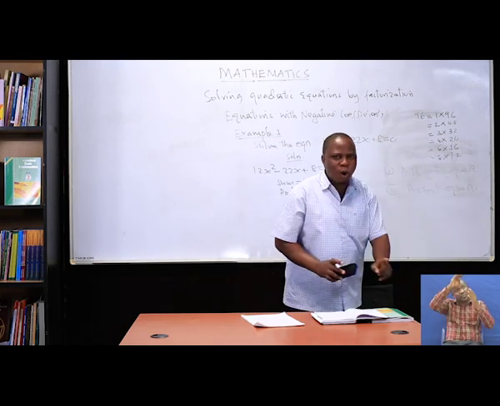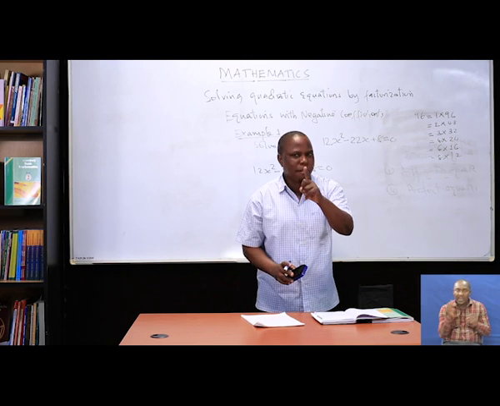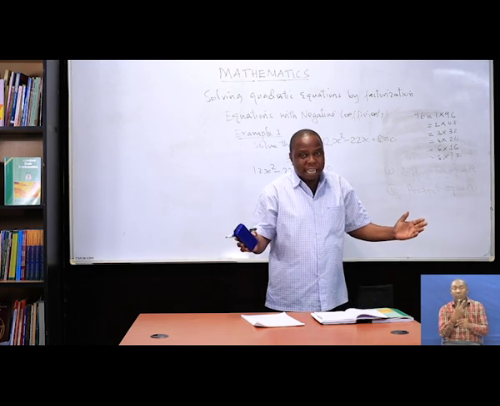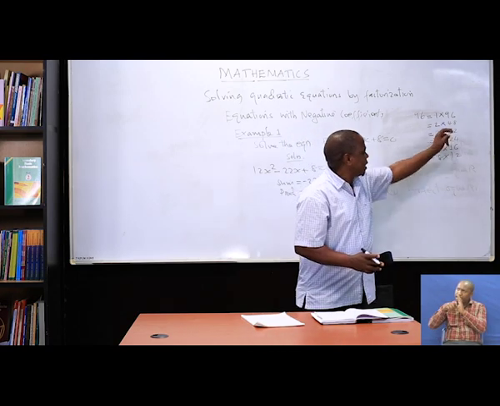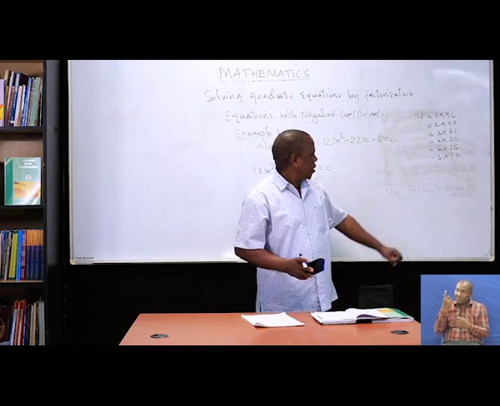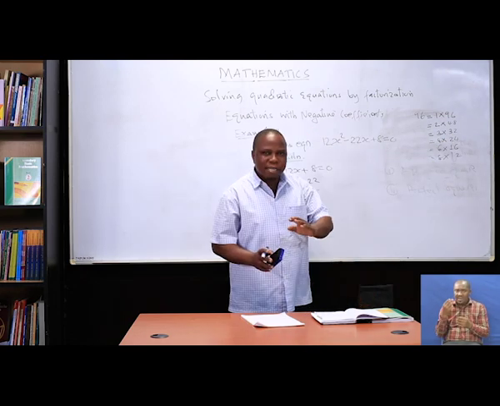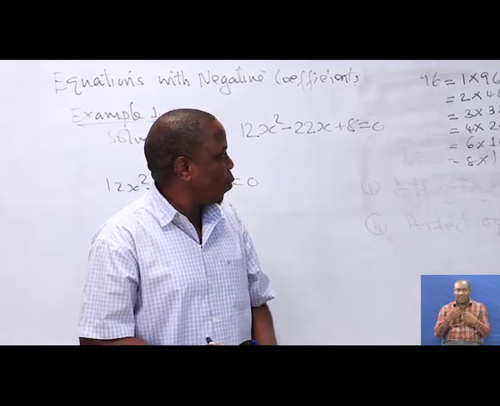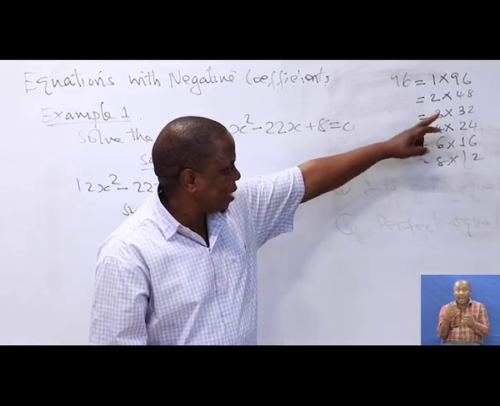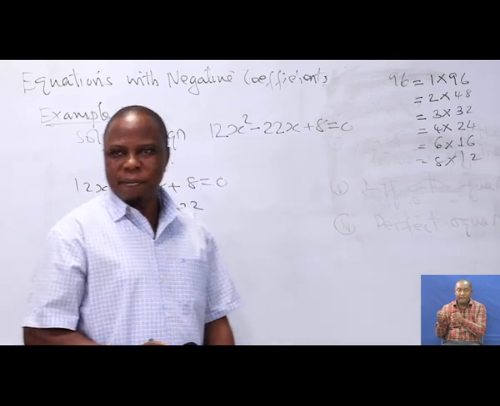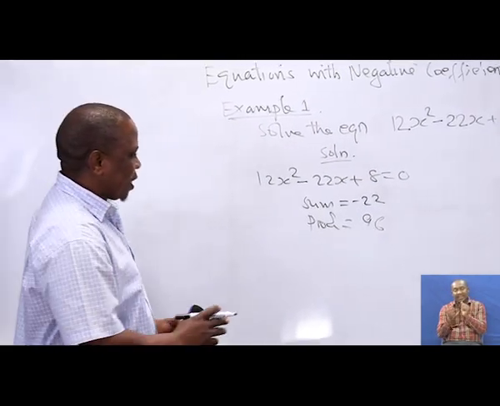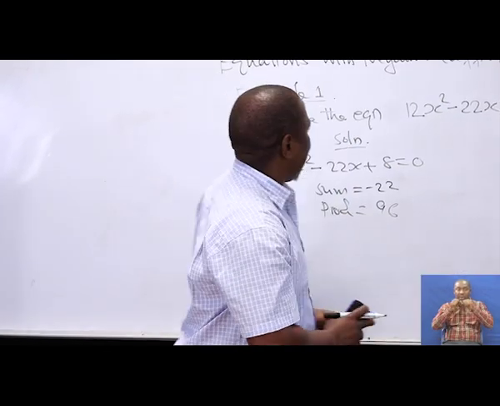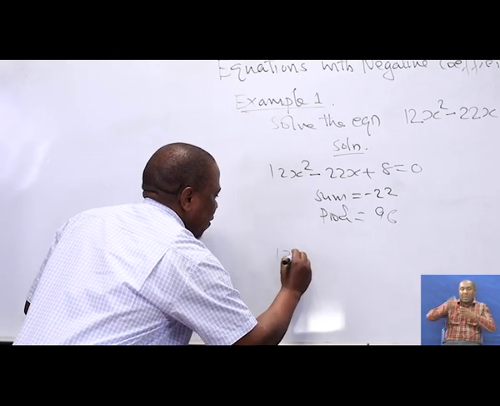But out of these, there is only one pair whose sum can give us 22. 2 and 48, in whatever case, cannot give us 22. 3 and 32, even by making one or both of them negative, cannot give us 22. The only pair which can give us 22 is 6 and 16. And because the product should be positive, both numbers should be negative. How do I split the middle term? That will be 12x squared.